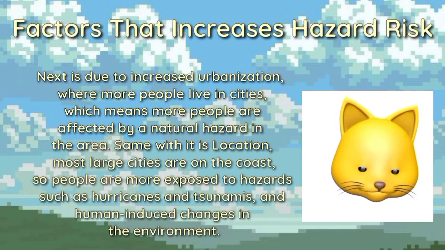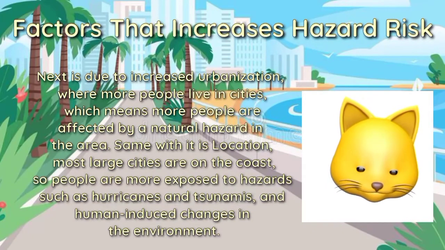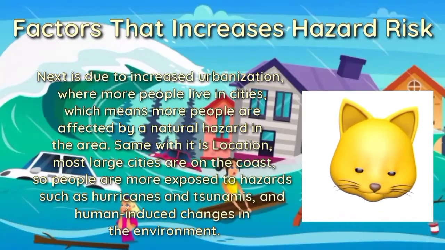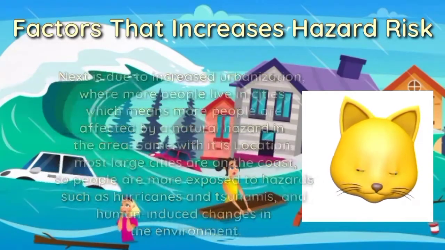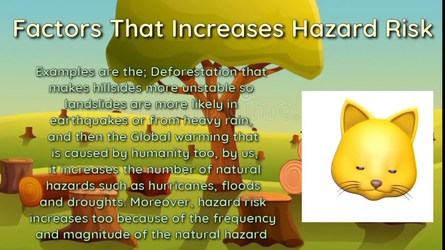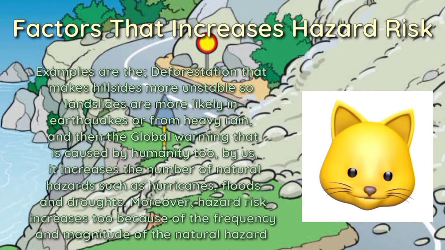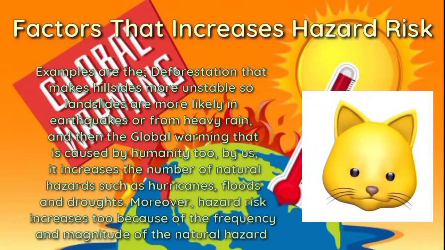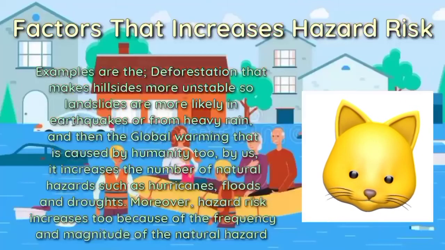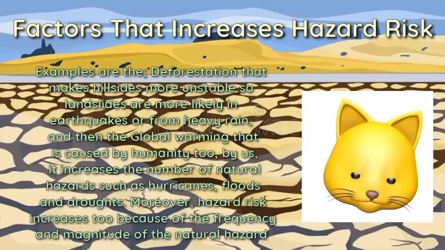Same with location. Most large cities are on the coast, so people are more exposed to hazards such as hurricanes and tsunamis, and human-induced changes in the environment. Examples are deforestation that makes hillsides more unstable, so landslides are more likely in earthquakes or from heavy rain. Then the global warming that is caused by humanity too, by us. It increases the number of natural hazards such as hurricanes, floods, and droughts.